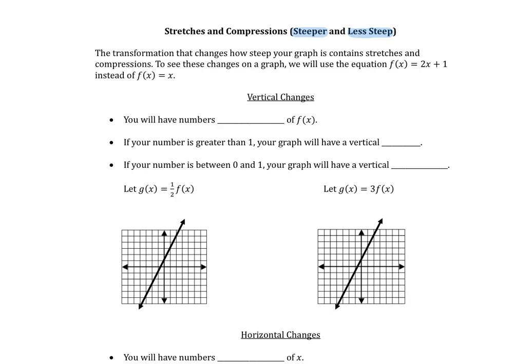So I'm going to start first with focusing on the vertical changes. This is when I will have numbers in front of my f of x. So this is out in front of the f, okay? Now, if your number is greater than 1, your graph is showing a stretch. If your number is between 0 and 1, then I'm showing a compression.